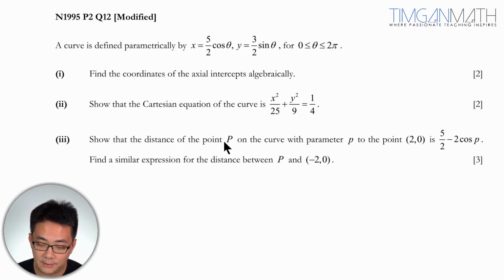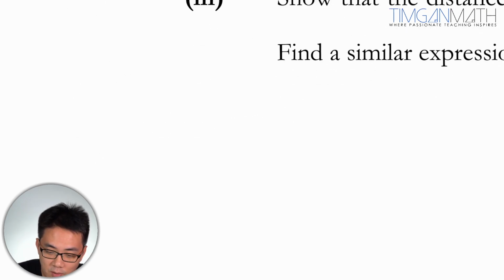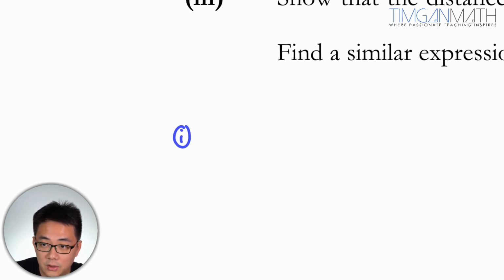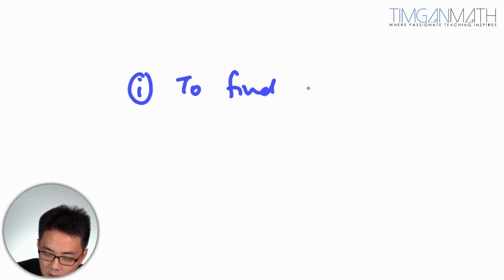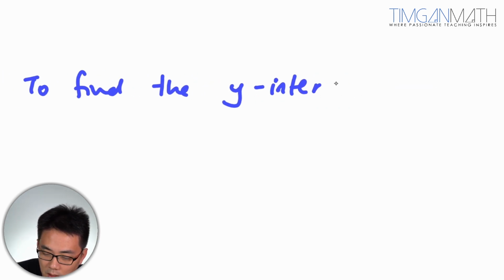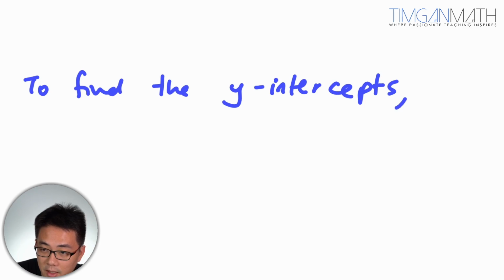Now, once that's done, find the coordinates of the actual intercept algebraically. I think that's pretty okay. What we need now is to solve this part here algebraically. So just let x equal to 0 and let y be 0, right? To find the y-intercepts, what we need is to let x be 0.